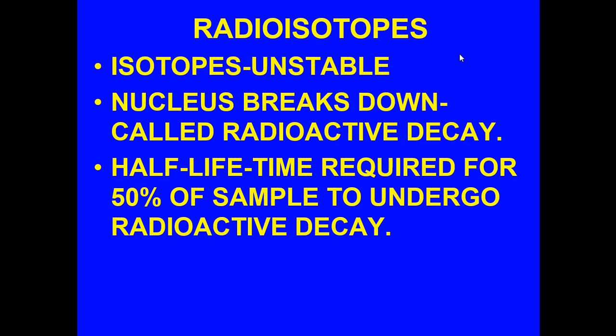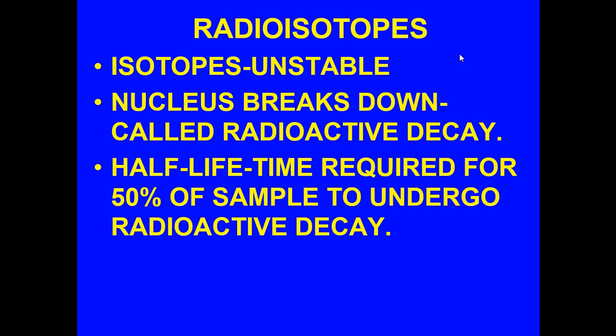It may give off energy or matter. It may give off a neutron or a proton. It may kick out an electron. It may kick out a photon. But under these conditions, half of the atoms in any sample will break down, and they will undergo radioactive decay. And this is what we mean by half-life. This is the time required for 50% of the sample to undergo radioactive decay.